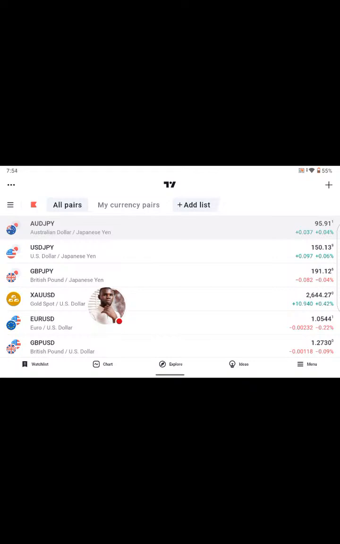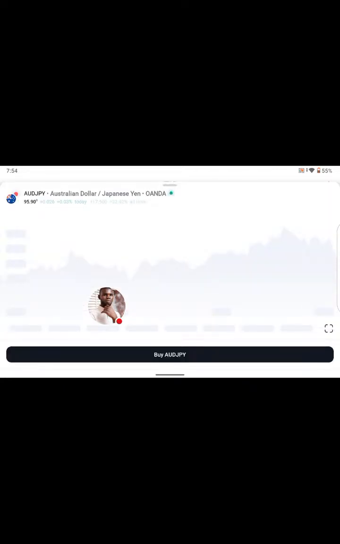So after the mitigation of the POI, then we can switch to lower time frame for confirmation entry. So once we have our confirmation, that shows that we can actually take the trade.